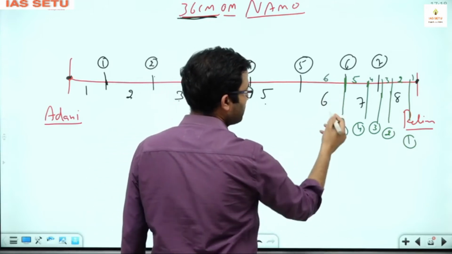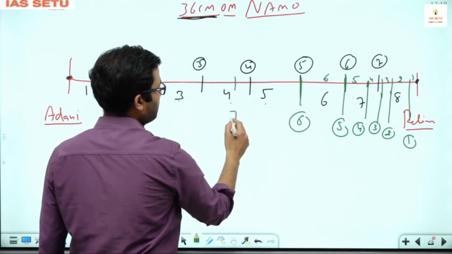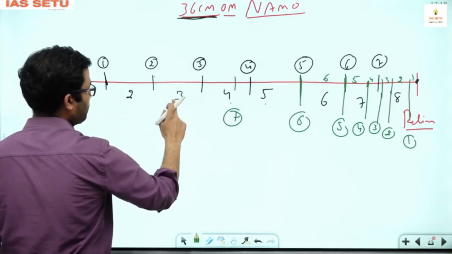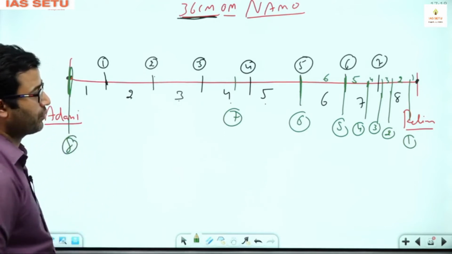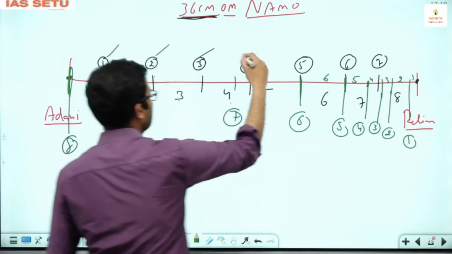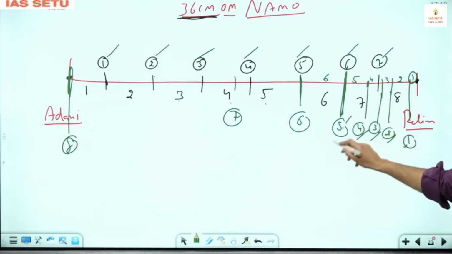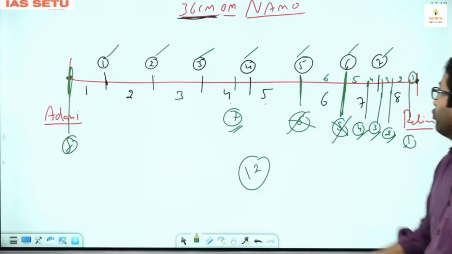Then it is 6, so it is also the same. 6 point. Then 7. Then 8 will be here. So what you have to do? First you count point number 1, 2, 3, 4, 5, 6, 7. Then this is point number 8. Point number 9. Point number 10. Point number 11. But this is already counted. This is already counted. Point number 12. So we have total 12 points.